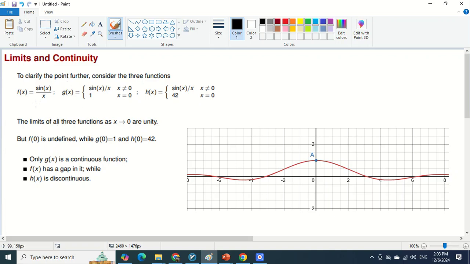Over here, the first function is f of x equal to sine x over x. We want to discuss the continuity of this function at the point 0. This is the graph of this function, and as you can see at the point 0 the value of the function is undefined because the denominator of this function is equal to 0, meaning that f of 0 does not exist.